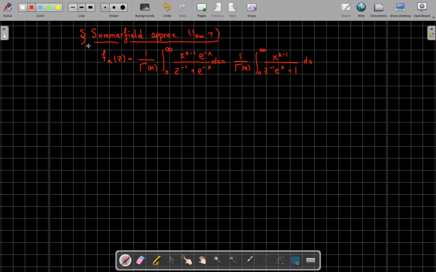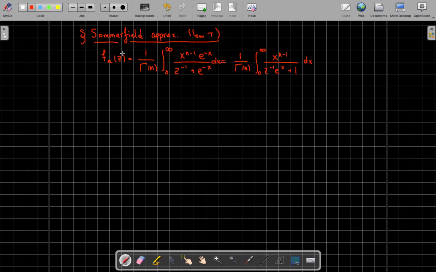Hello everyone, today we're going to consider the Sommerfeld approximation in statistical physics. So the Sommerfeld approximation is a low temperature approximation of the Fermi-Dirac functions, and this is quite useful when considering the Fermi-Dirac distributions in the low temperature limit.